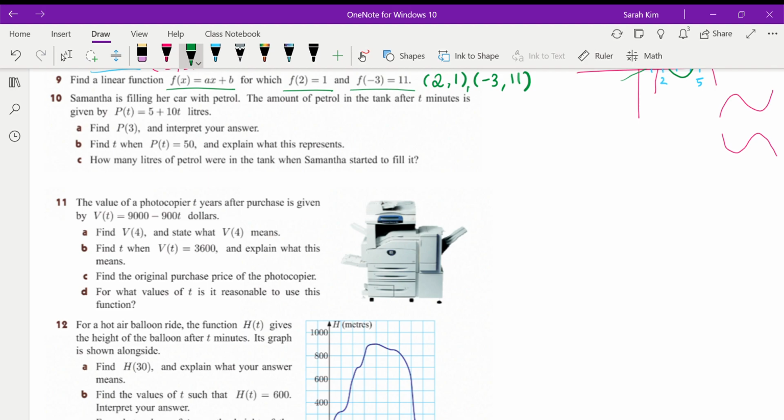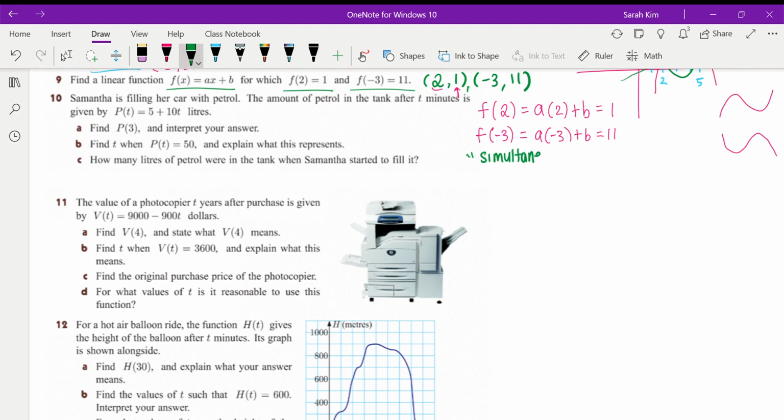So using those x and y coordinates, let me write two functions. If I put in an x value of 2, I get a times 2 plus b. I don't know what a and b are, but I do know that when I put in this function, I should get this number 1 as the answer. Alright, let's use the other function. If I put in a value of -3, I should get 11.